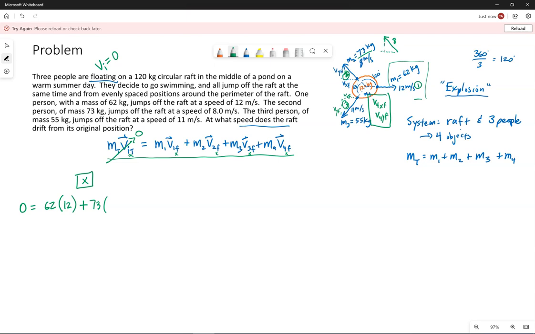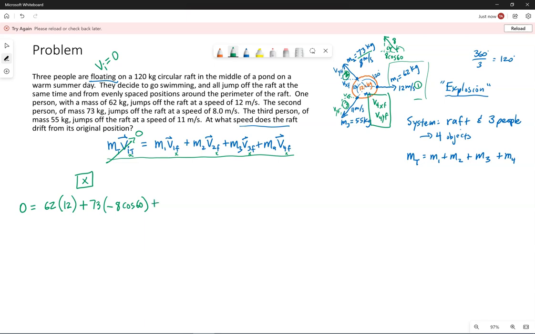If it's 120 degrees this way, then to finish up the 80, this is a 60-degree angle. So the x side points to the left and is 8 cosine 60. So that tells me the x component of the velocity for this 73 kilogram person.